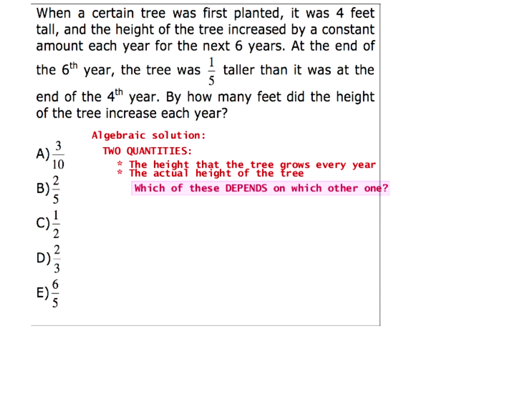So it's going to be easier to make this our x because this is independent. And then the height of the tree is a function of the other thing. It's a function of how much the tree grows every year. Exactly, so that's a good call. So this is what you want your variable to be. You want x to be the growth of the tree every year.